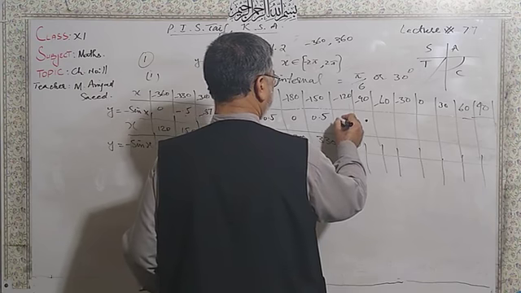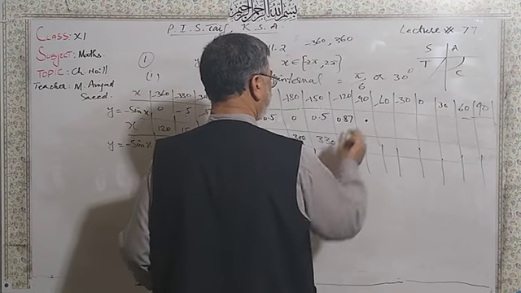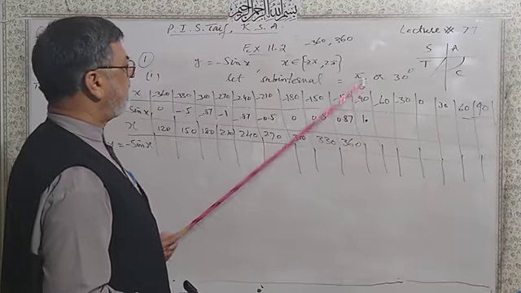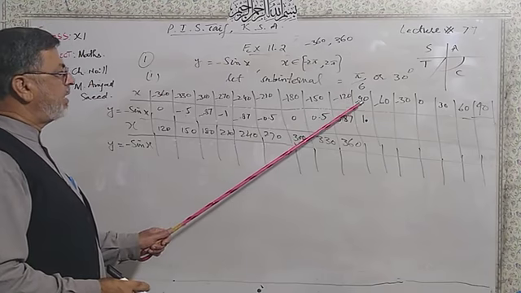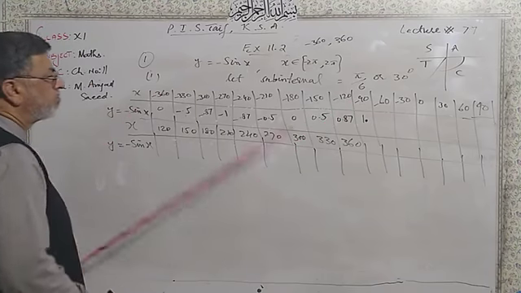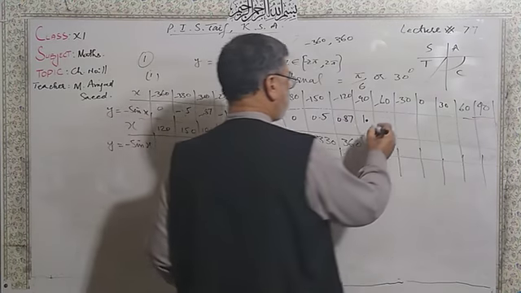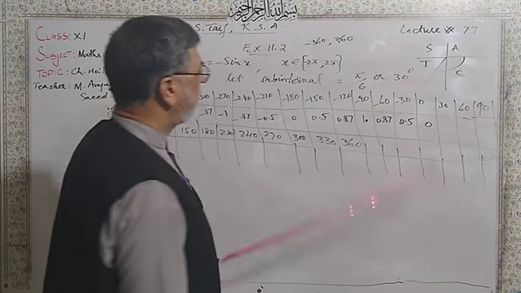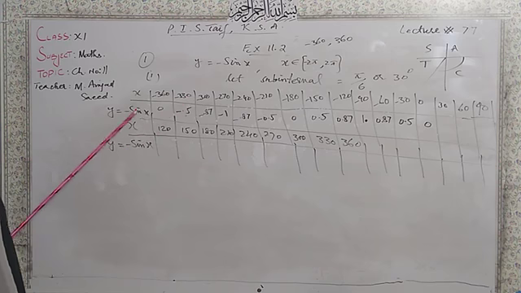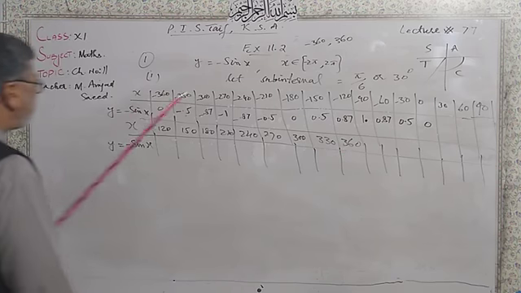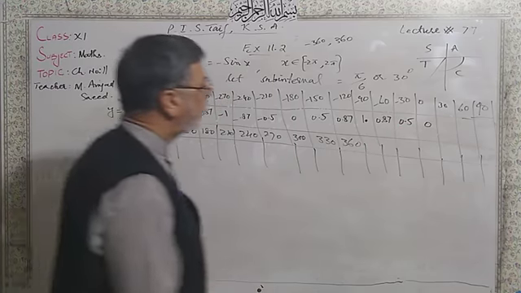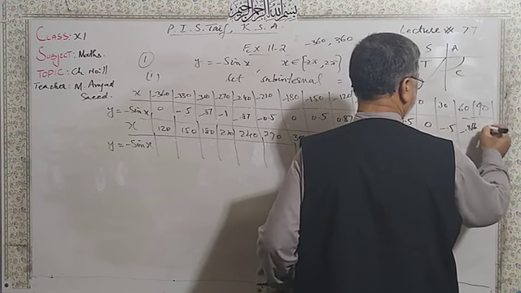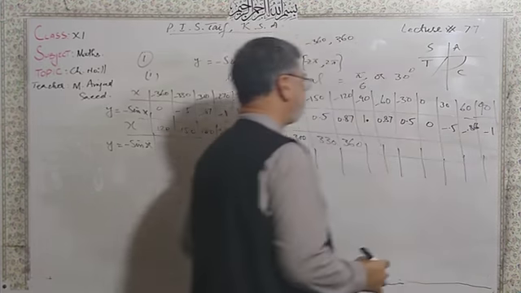Here is 0.87. Then it will be 1. Yes. Sine minus 90, so it will be minus 1, minus minus plus. Again, this is 0.87, 0.5 and 0. Then again, sine 30 is 0.5, but there is a negative sign outside. So we will have minus 0.5 here, minus 0.866, and minus that will be minus 1.